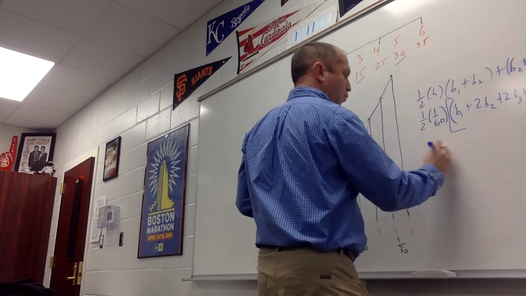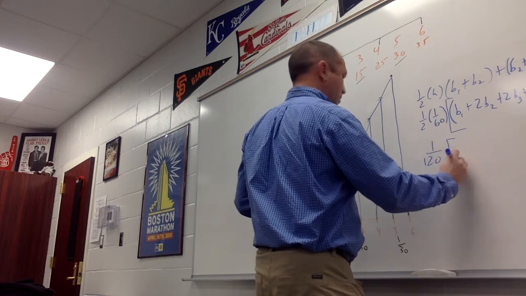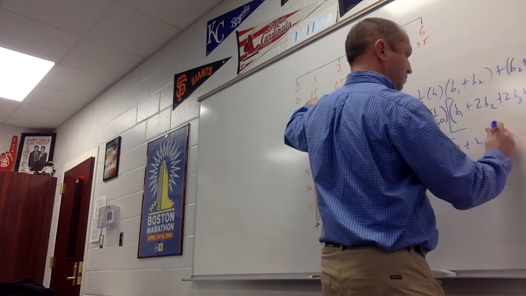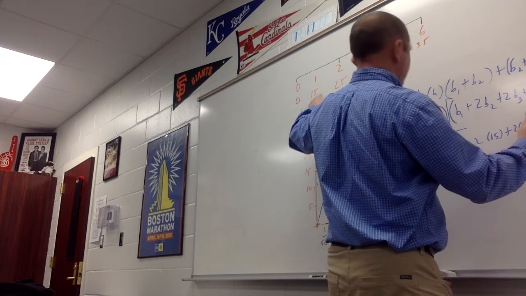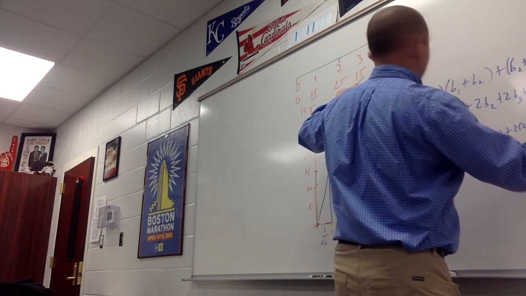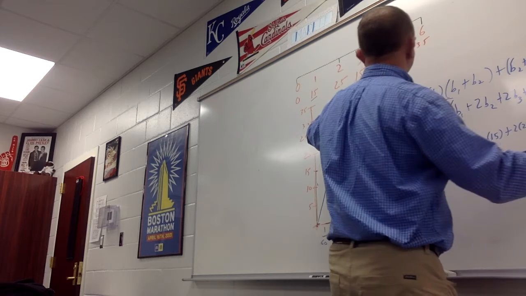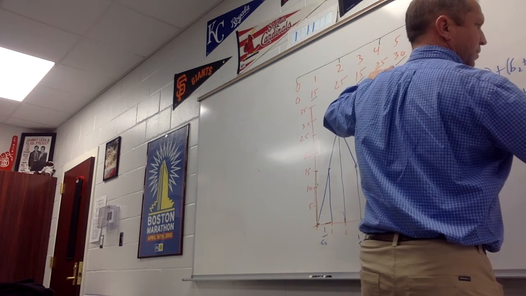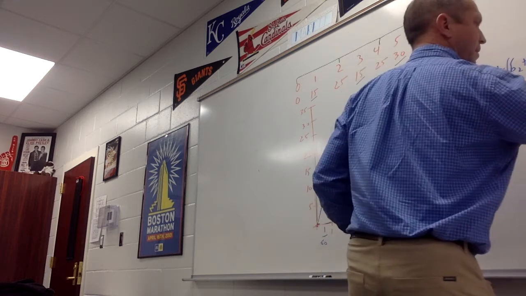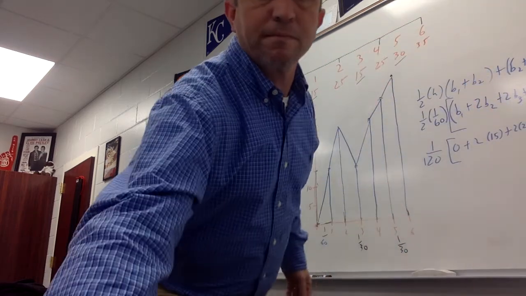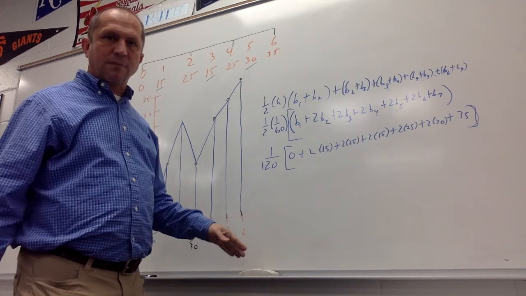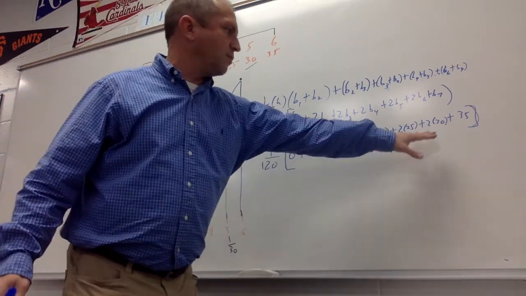So from here, I've got 1/120th of 0 plus 2 times 15 plus 2 times 25 plus 2 times 15 plus 2 times 25 plus 2 times 30, and then finally plus 35. So at that point right there, it's just a matter again of doing the arithmetic. Sorry, I didn't realize that's been off the screen the whole time, but that's what I got set up there. So I would do this arithmetic right here.